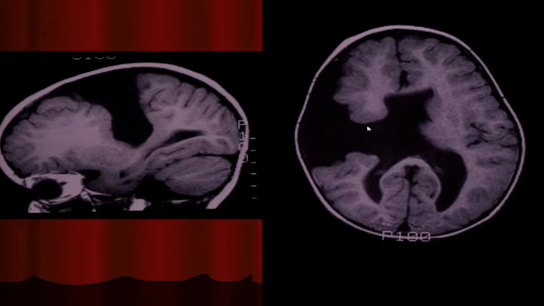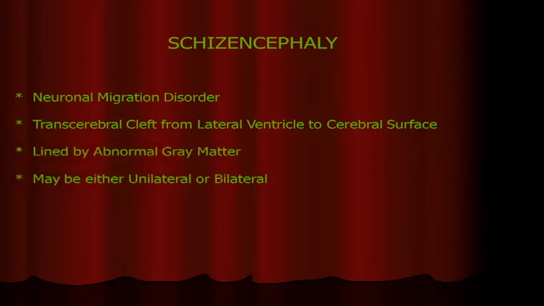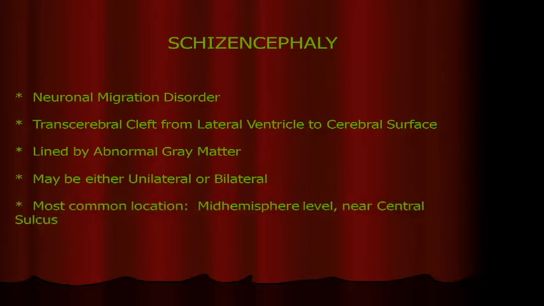So these patients could present with seizures. Like I said, it's a neuronal migration disorder. They have a transcerebral cleft from the lateral ventricle to the cerebral surface. It's lined by abnormal gray matter, may be unilateral or bilateral. The most common place is the mid-hemispheric level near the central sulcus, and they may present with seizures.